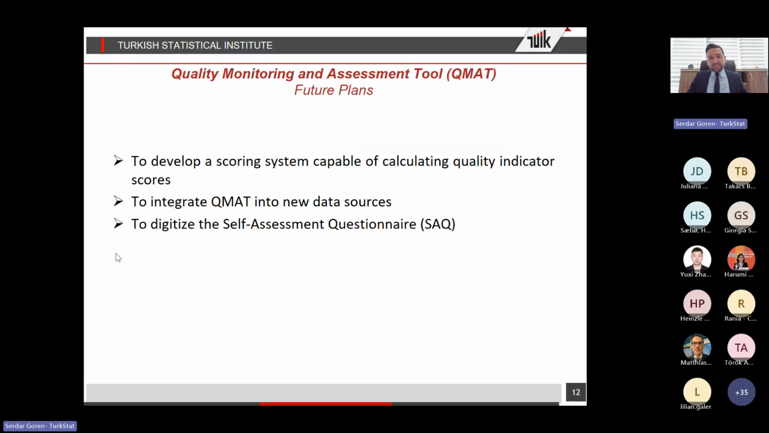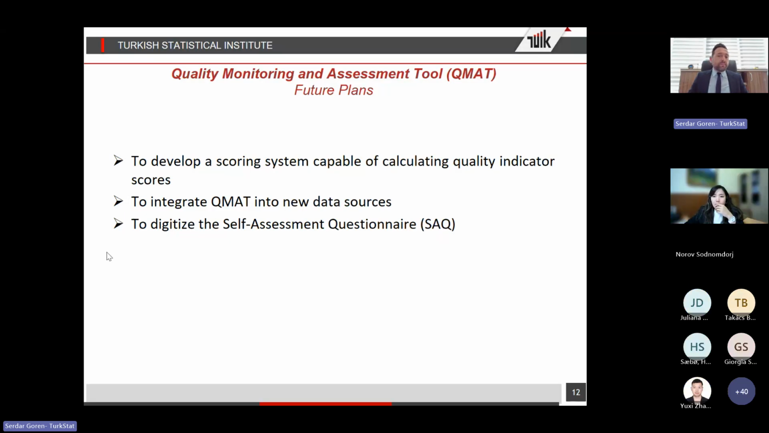This is my last slide. For future plans, we want to develop a scoring system which is capable of calculating quality indicators. And also we would like to integrate the quality monitoring and assessment tool into new data sources. And we also want to redesign our self-assessment questionnaire as an electronic form and digitize it.